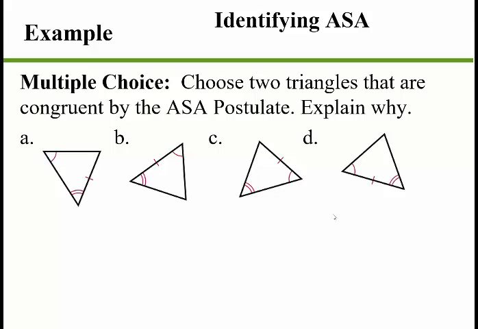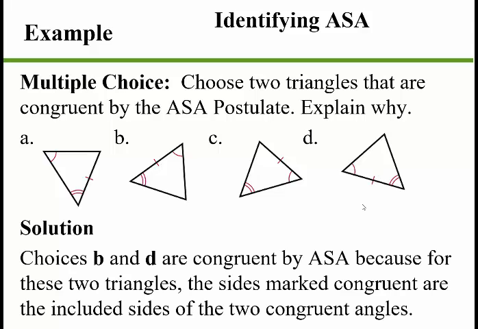All right, so let's look at these and choose two triangles that are congruent by the angle, side, angle postulate and explain why. Well, look here. Remember the angle, side, angle, we want two angles and then the side included between them. If you look here, I've got two angles, but I don't have the side included between them. Here I have two angles and I have the side included. And over here I have two angles and the side included. So it must be that choices B and D are congruent by angle, side, angle, because for these two triangles, the sides marked congruent are the included sides of the two congruent angles.